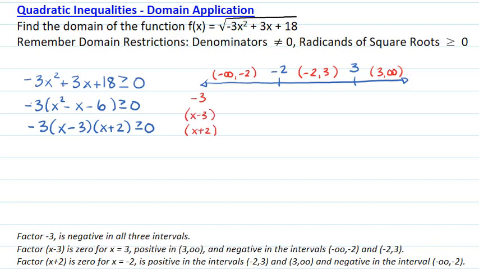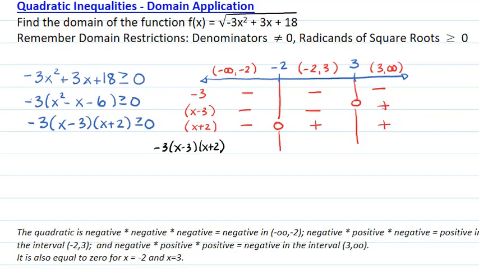Factor negative 3 is negative in all three intervals. Factor x minus 3 is 0 when x is equal to 3, and it is positive in 3 to infinity, and it is negative in the intervals negative infinity to negative 2 and negative 2 to 3. Factor x plus 2 is 0 when x is equal to negative 2. It is positive in the intervals negative 2 to 3 and 3 to infinity, and negative in the interval negative infinity to negative 2.